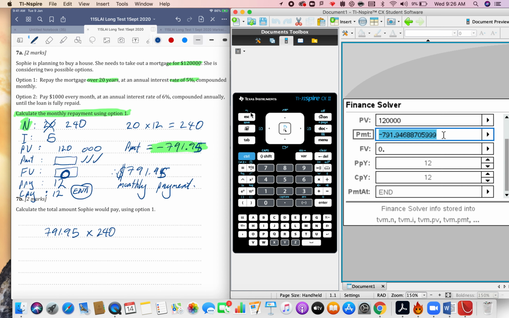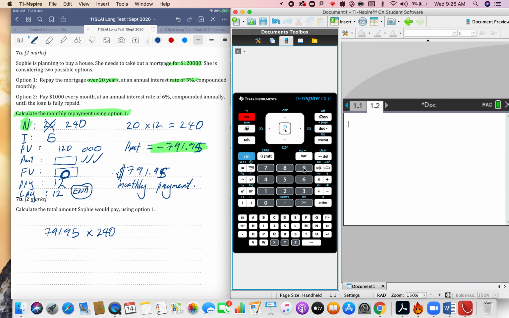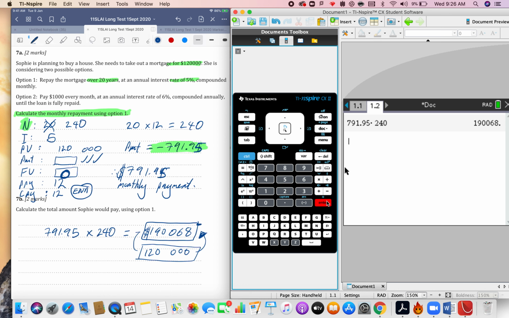If you press escape, 791.95 times 240. This is the full amount of the loan that is going to be paid back: 190,068. That's the total amount paid back over the 20 years for something that she actually borrowed 120,000 for. This question just asks for the total amount, so we've got the answer right here. If it asked for the interest, it would be the difference between the original amount of the loan and the total amount that she pays back. So 190,068.